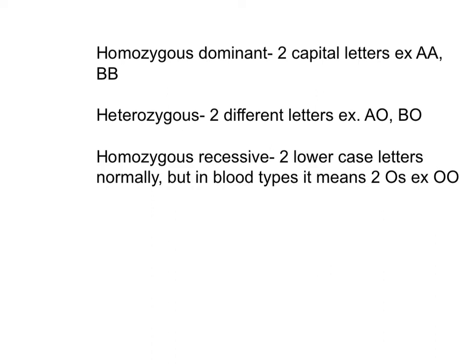So these are some terms that you would have learned your freshman year: homozygous dominant, heterozygous, and homozygous recessive. Let's talk about how that applies to blood groups. So homozygous dominant, remember homo means same, dominant means that they're going to be capital letters, the same kind of capital letter. So homozygous dominant genes for blood type would be, for example, big A, big A, and big B, big B. This would give you type A blood, and this would give you type B blood.